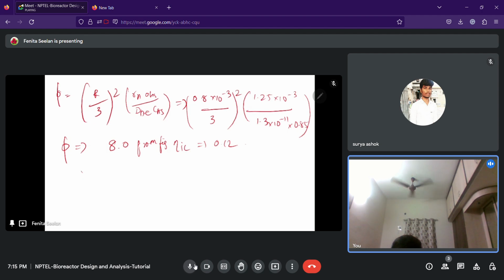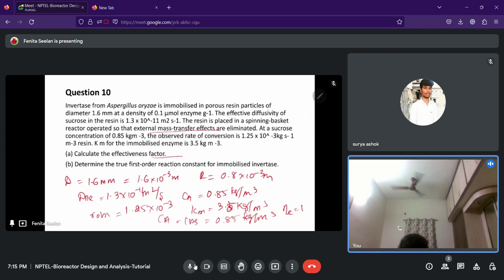Now, how does the equation become? The total effectiveness factor is eta i into eta e, which is internal and external. The internal we calculated as 0.12 from the graph, and the external is considered as 1, as external mass transfer limitations have been removed or neglected. So this gives the total effectiveness factor as 0.12. It was not asked whether it is internal or external, so you have to calculate the total effectiveness factor.